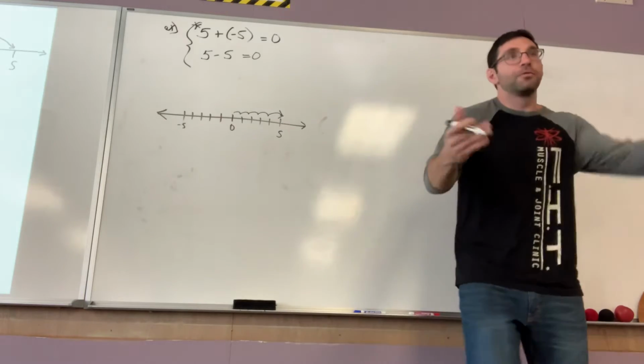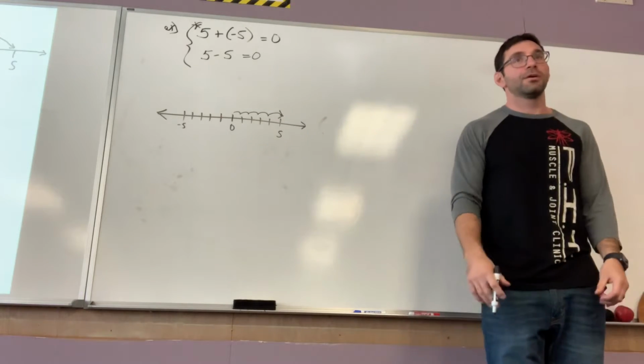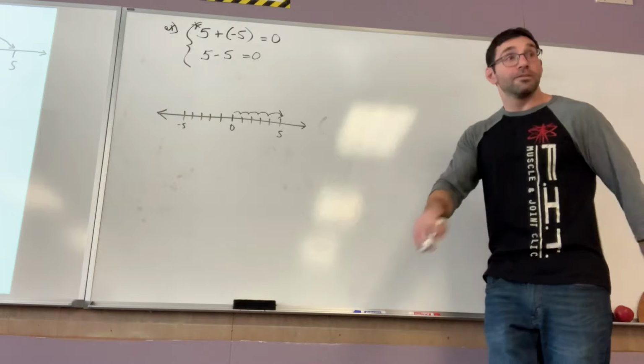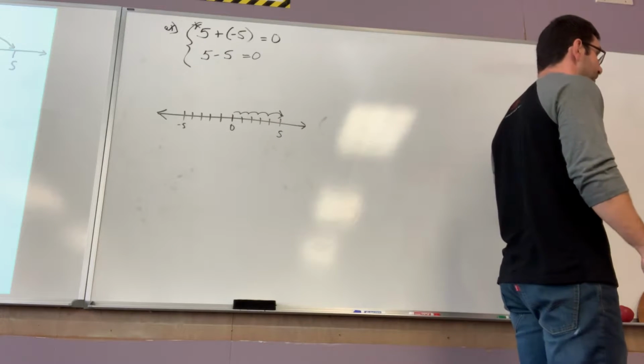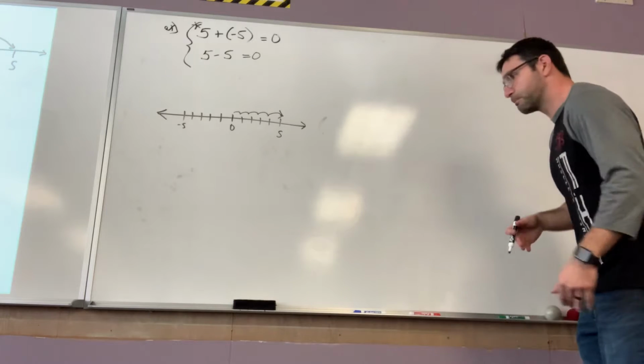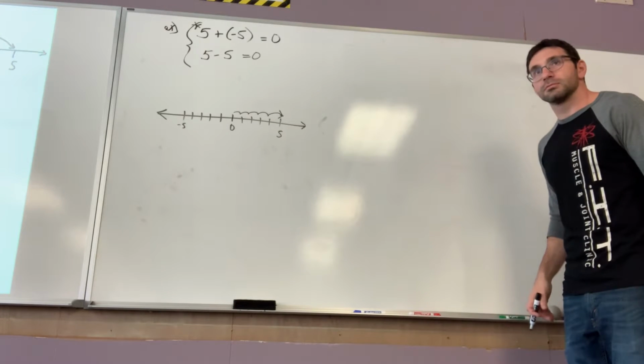And then I face back forward. Here I am standing at 5. Then it says positive. Woo! Going to the right. Oh, but then it says negative 5. Negative means reverse. So now I'm going this direction.